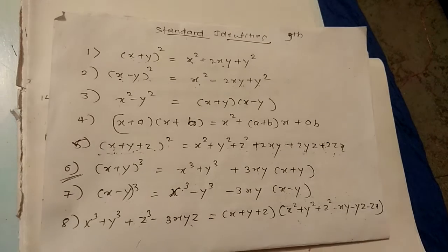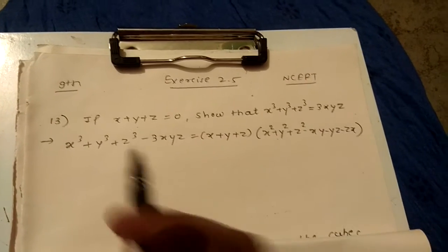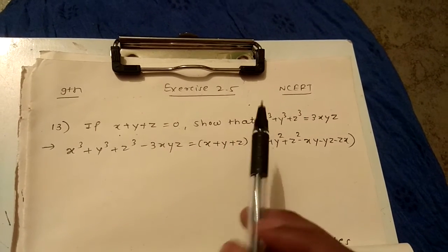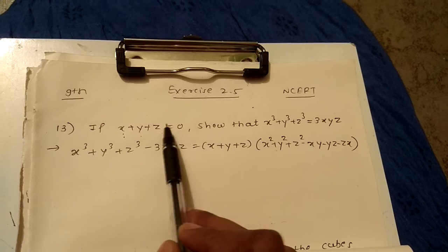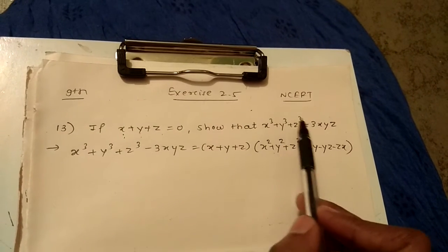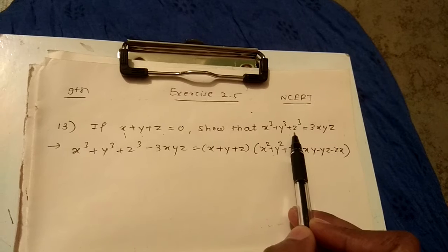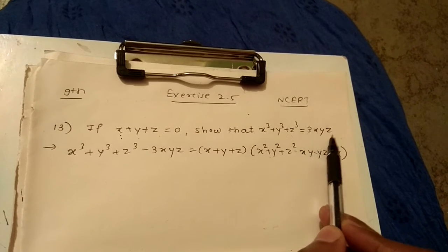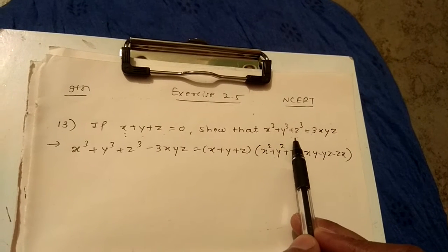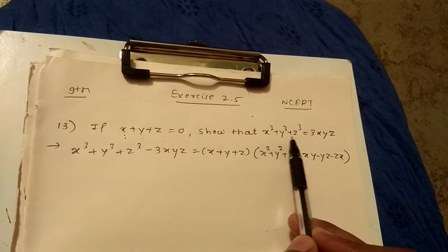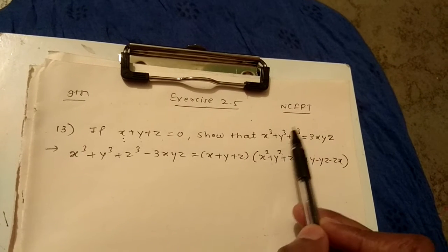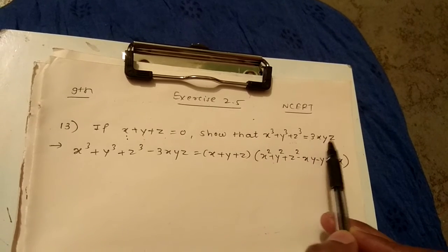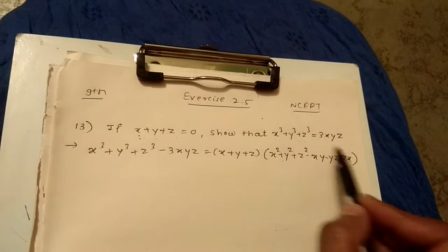So write down identity 8. This is our identity 8, and what it shows is that if the addition of three terms is equal to 0, then the addition of the separate cubes of those three terms will be equal to 3 times x into y into z. Remember, if it is asked to find the sum of cubes of three terms, then instead of making the cubes, just write 3 into the first term, second term and third term. So here we have this identity.